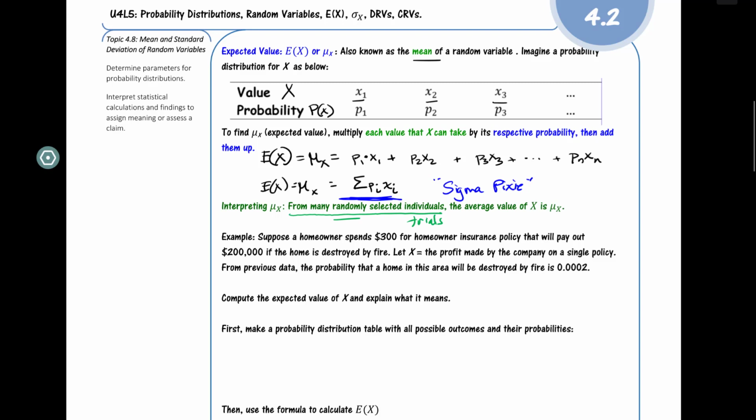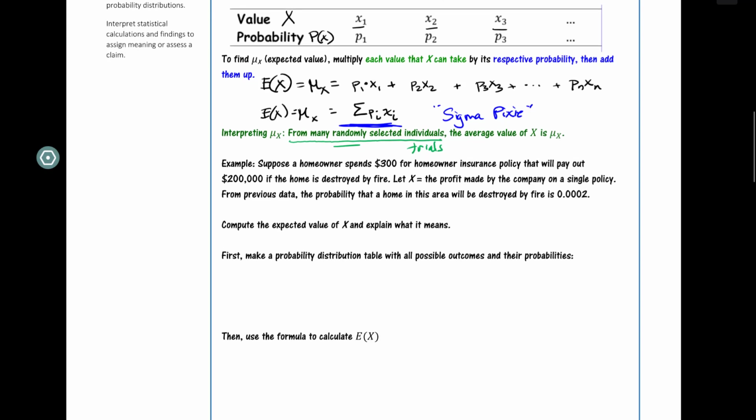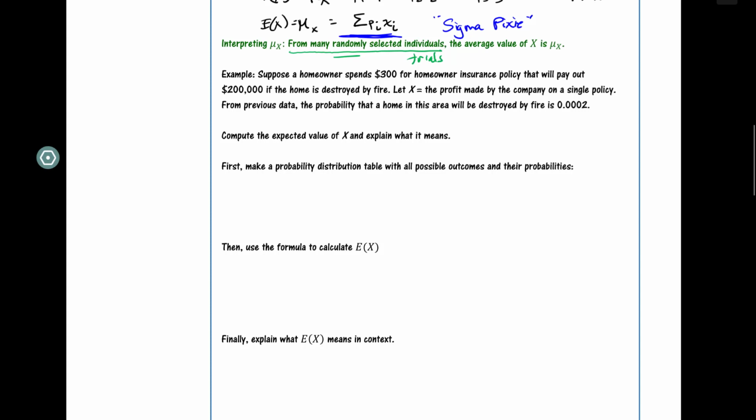So let's go ahead and try and put this into a little bit more context by looking at this example. Suppose a homeowner spends $300 for a homeowner insurance policy that's going to pay out $200,000 if the home is destroyed by fire. Let X equal the profit made by the company on a single policy. From previous data, the probability that a home in this area will be destroyed by fire is 0.0002. We want to compute the expected value of X and explain what it means.